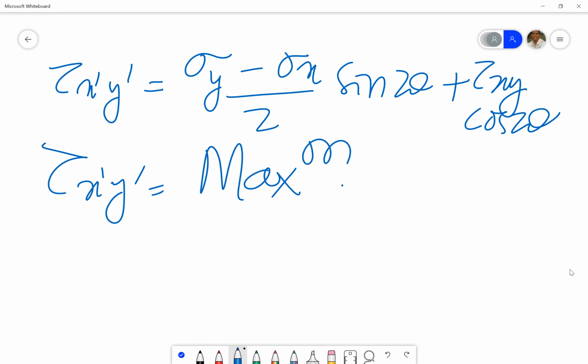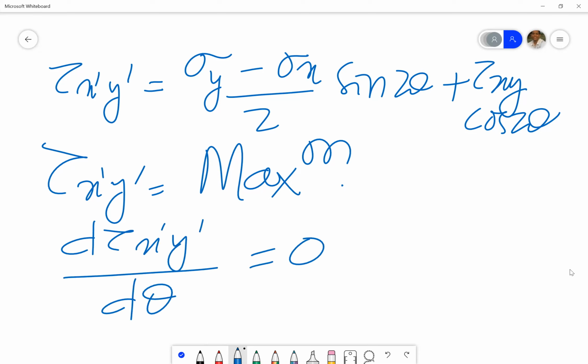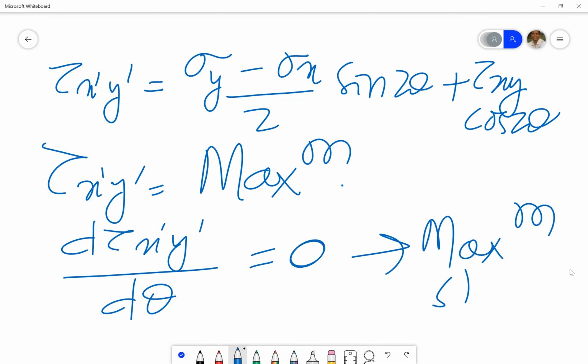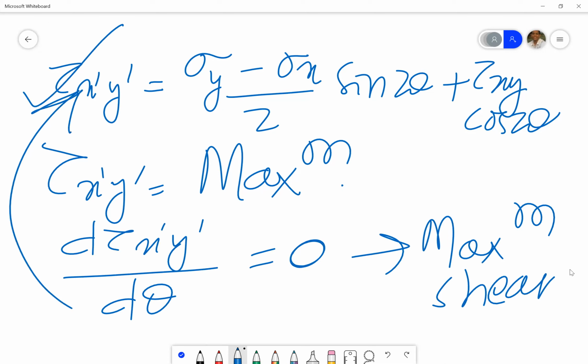So we write the equation by differentiating the shear stress with respect to theta: d tau x'y' divided by d theta equals 0. This is the case of maximum shear stress. Now differentiate this equation. What value do we obtain by differentiating this equation?